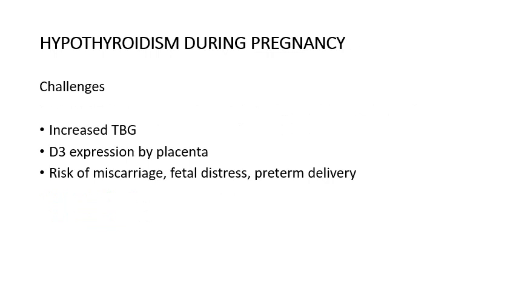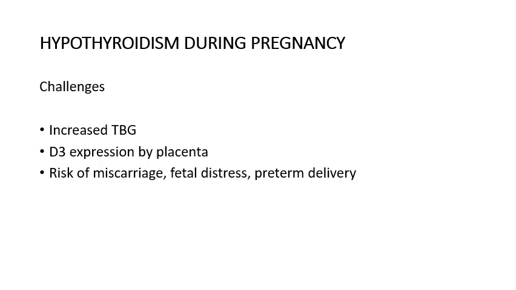Hypothyroidism during pregnancy has some challenges. Okay, in pregnancy there is increased production of thyroid binding globulin. So thyroid binding globulin is a protein which binds with thyroid hormone in the plasma. Okay, so thyroid hormone occurs in two states: bound form and free form. Okay, so the bound form is actually in combination with thyroid binding globulin, and the free thyroid hormone is without binding to thyroid binding globulin.